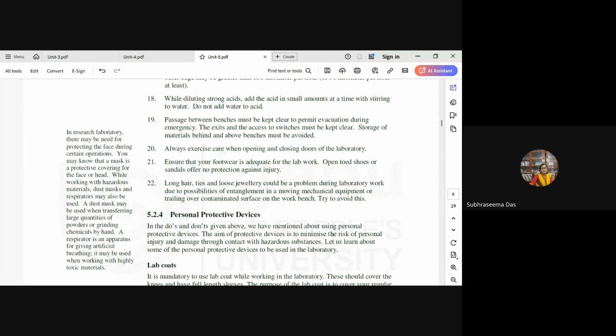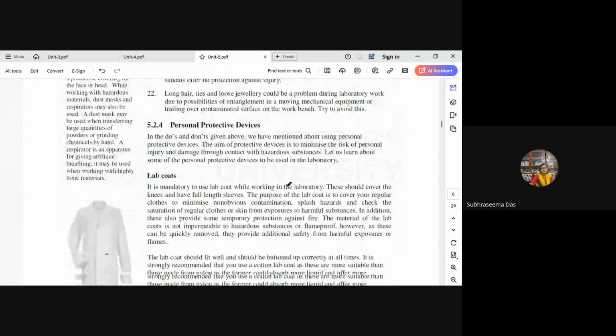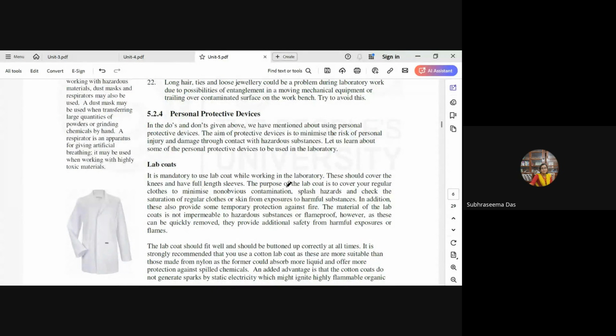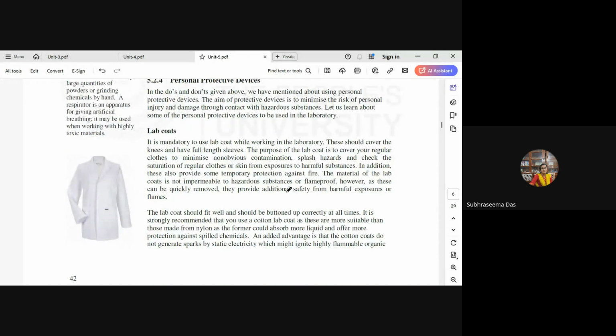Now we are coming to the personal protective devices. Here are some of the protective devices that we need to use. The first is the lab coat. It is mandatory to use a lab coat, and it should be full sleeves and full length. What happens here is it protects the knees and the hands, and that is the first line of protection between us and the chemicals.